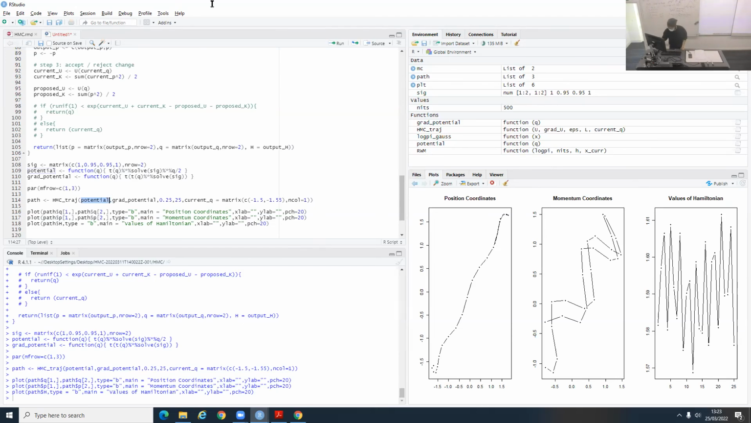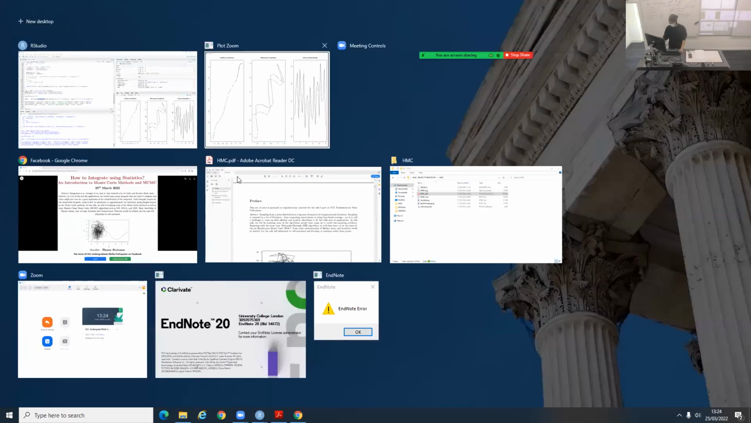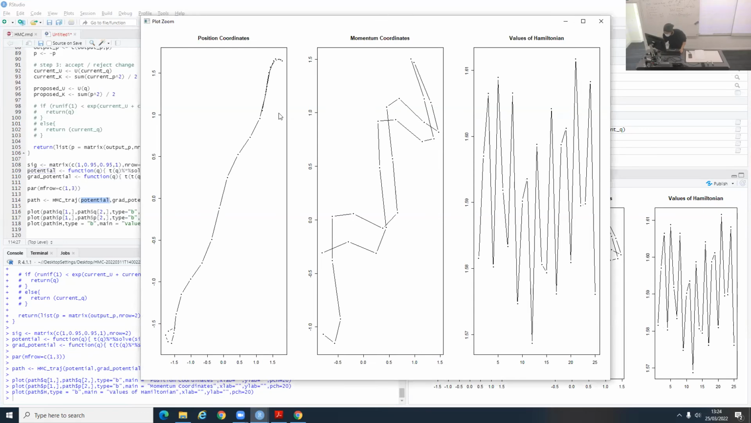Back to what I was saying. Here is our potential. Still, this is a normal 0, 1 distribution case, so that's easy. As I said, the starting point is around here. We can see this is the update of position, and this is the update of the momentum, and then this is the Hamiltonian, the sum of the potential and the KE.